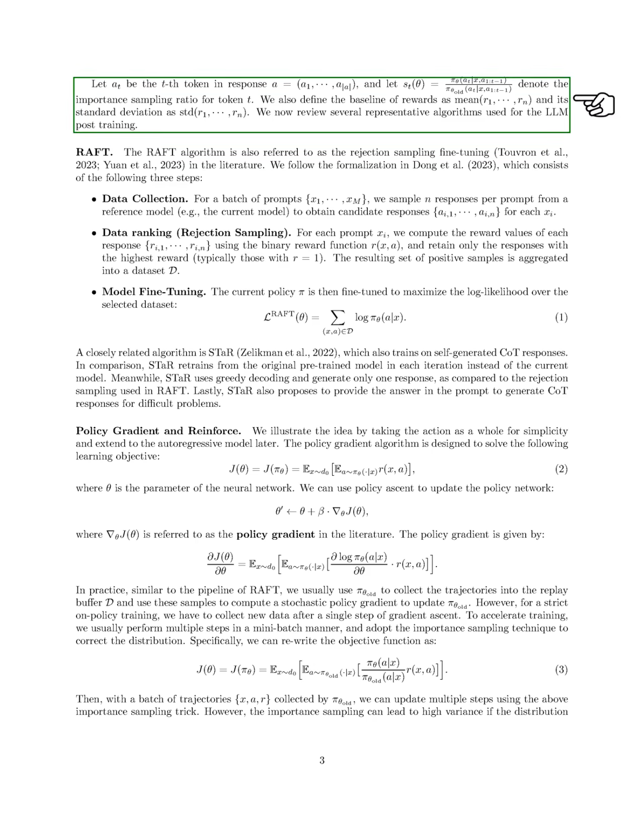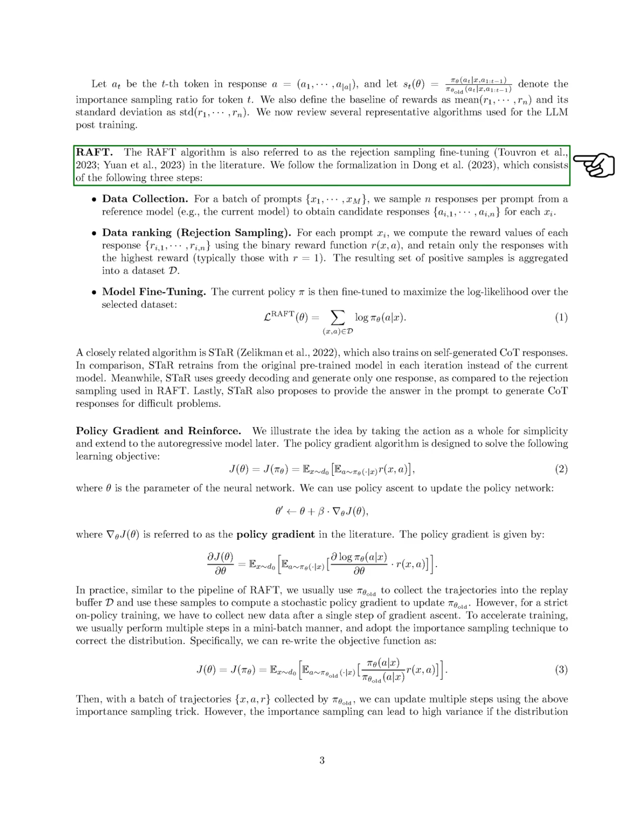Section: RAFT. In this section, we describe the RAFT algorithm, also known as rejection sampling fine-tuning. We follow a three-step process. 1. Data collection. For a set of prompts, we gather multiple responses from a reference model for each prompt to create a pool of candidate responses.